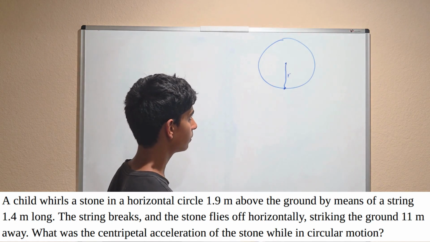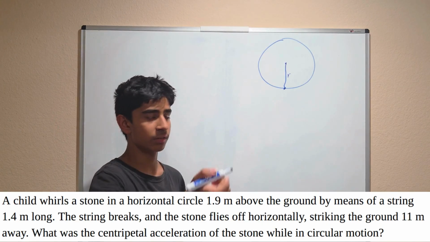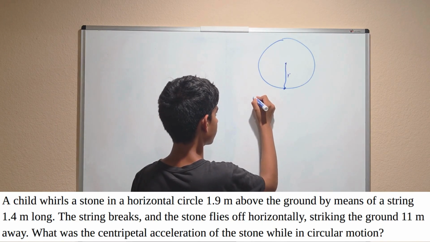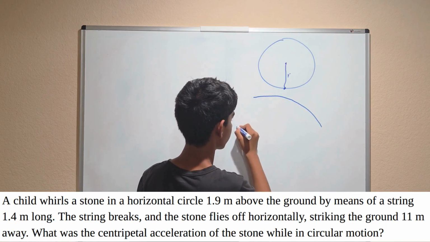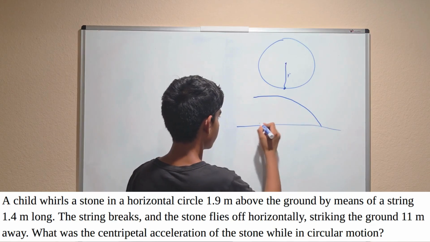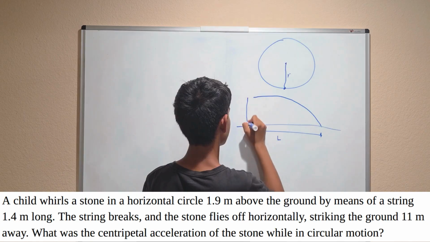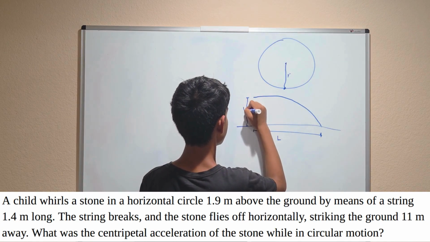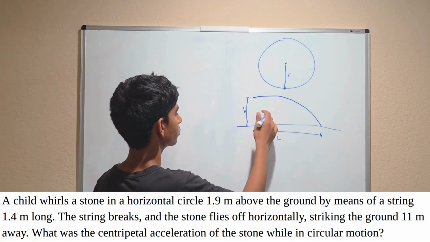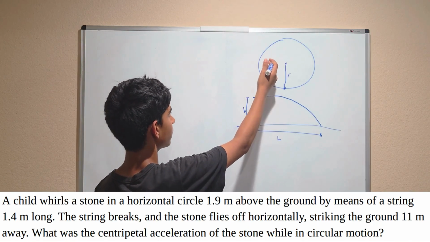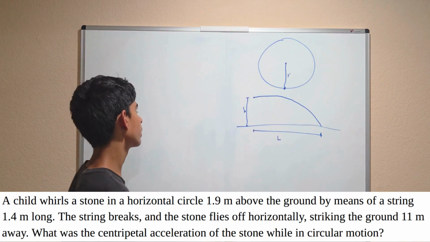Now from a side view, we can graph the trajectory of the stone. So it starts like this with a rightward speed, and then goes down like this. This distance is some L, and this is H, both of which were given. Now, from this, we're trying to find the centripetal acceleration that was there during the circular motion.